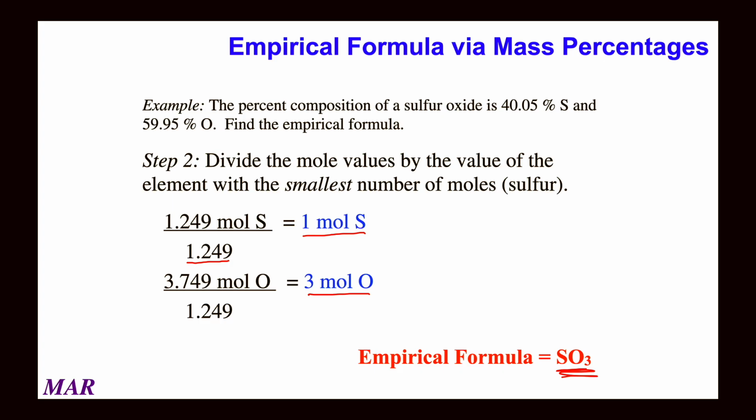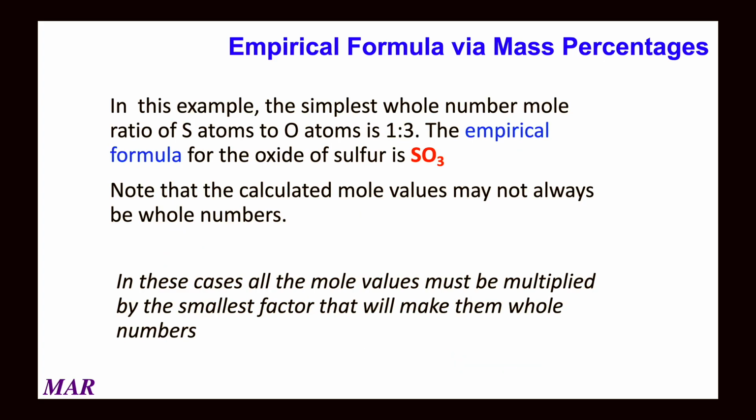So again, we took the percentages and turned them into grams, and that's easy because we assume 100 grams. Then we turned those grams of the element into moles to get these two numbers right here. We divided both numbers by the smaller, 1.249 in this case. The one was automatically equal to 1. The other one turned out to be 3, SO3. In this example that we just did, it was a nice whole number. 1 sulfur to every 3 oxygens, empirical formula SO3.